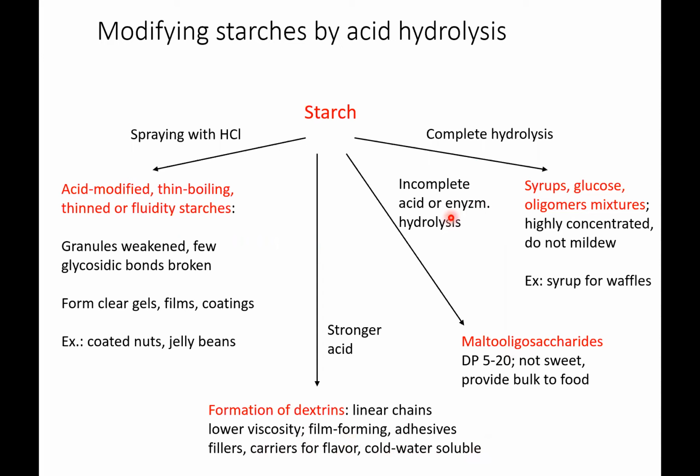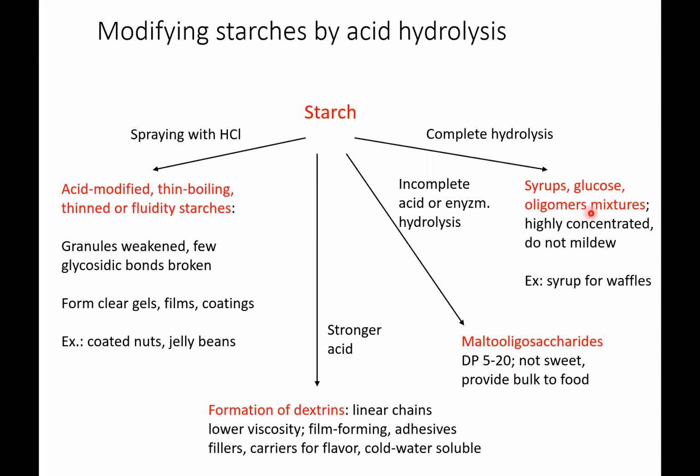You can do an incomplete acid or an enzymatic hydrolysis. That means you stop the enzyme hydrolysis, for example, by changing the pH or the temperature. That will end it. That's the easiest way. And you get malto-oligosaccharides. Those are oligosaccharides with a DP of 5 to 20. So really short chain. You can get some more bulk in food, but these are not sweet yet.